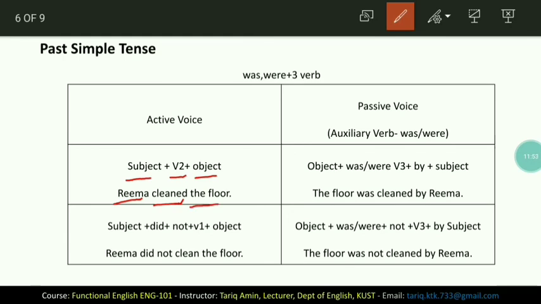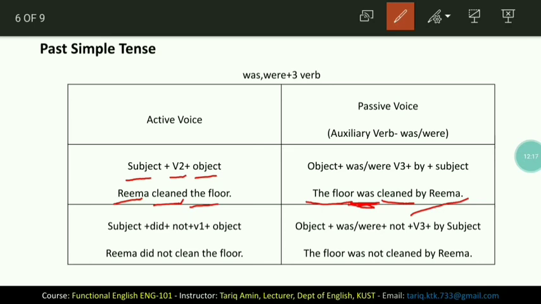Its passive voice would be: we change the object into the subject. The floor becomes the subject of the verb cleaned in the passive voice. After that we put was because it is in the past tense. After that, third form of the verb plus by and then the subject.